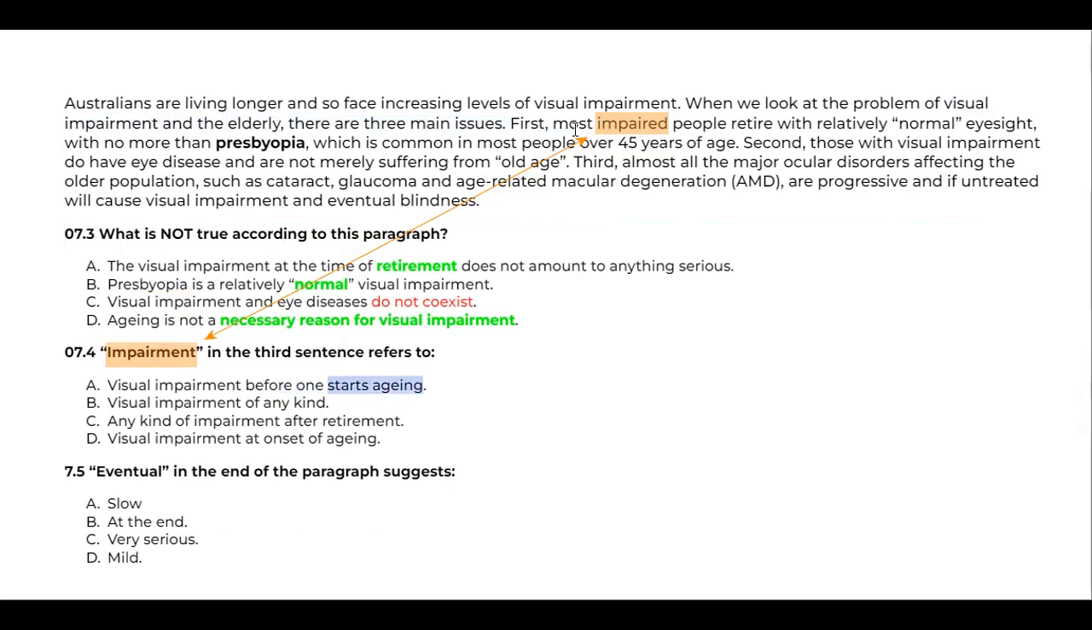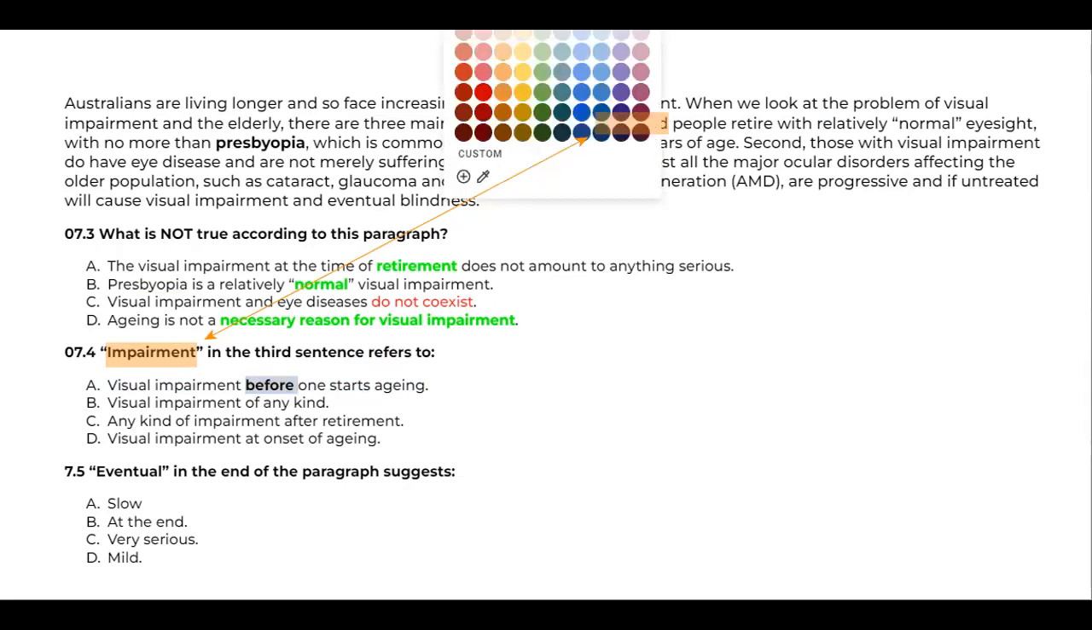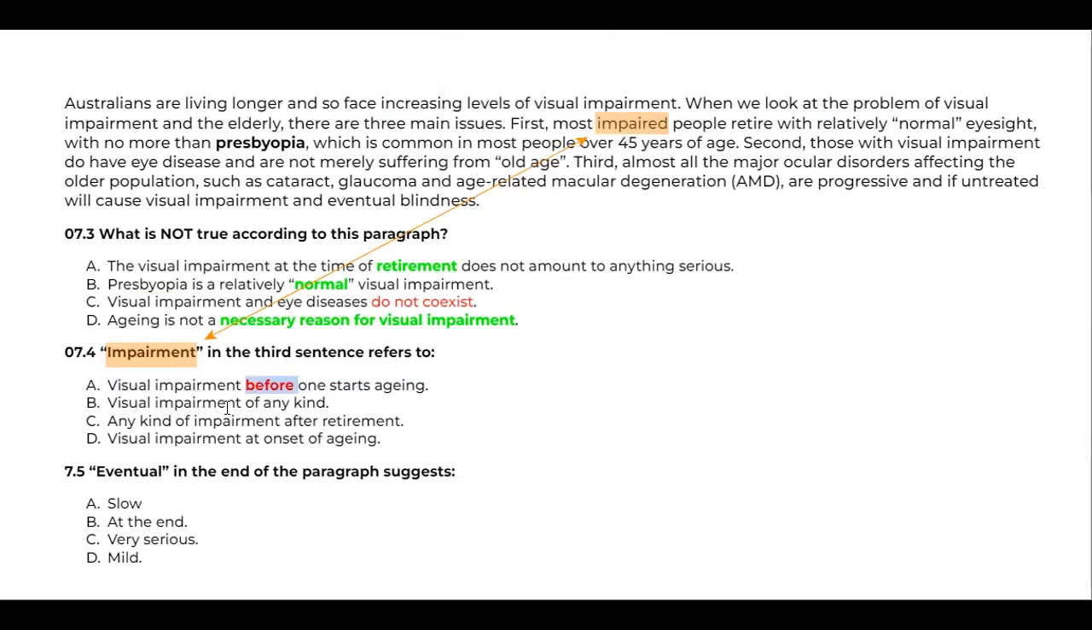When you are 35 years, it is like before one becomes aging. Aging starts not at the age of 35 or 45. It starts probably after some time, maybe 50, 55, or 60. We don't know the exact age. Now the question is, impairment in the third sentence refers to "visual impairment before one starts aging." That cannot be the right answer, because at that time the person should be really aged. So "before" is wrong.